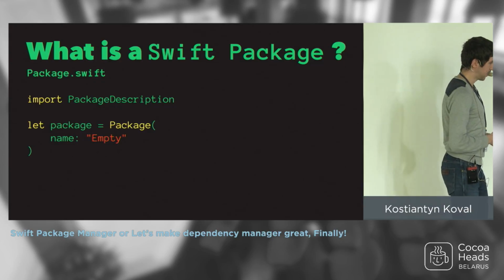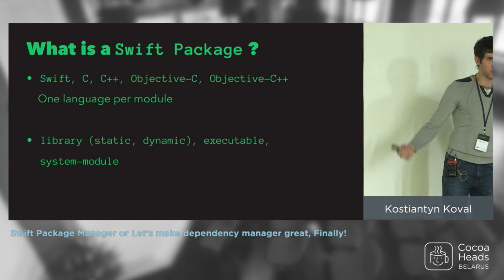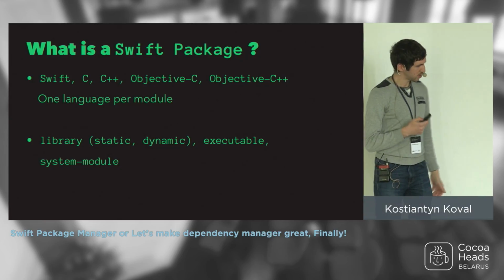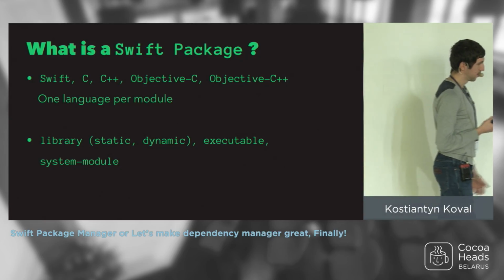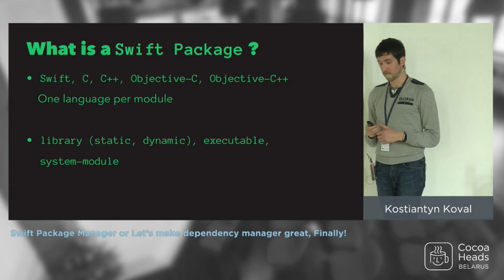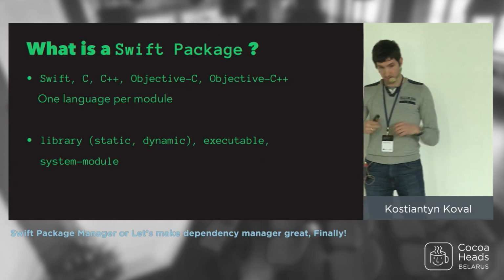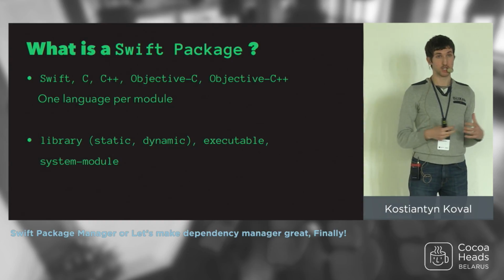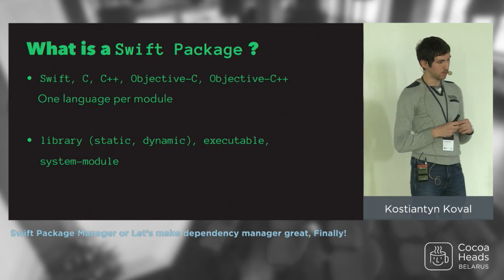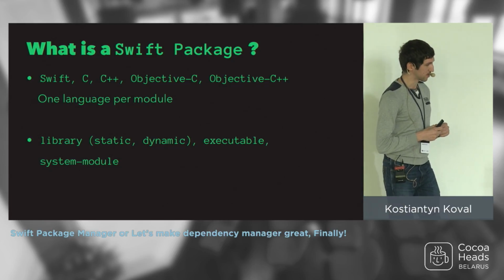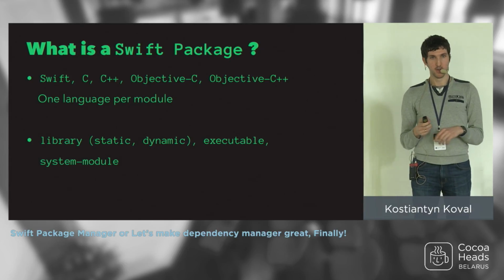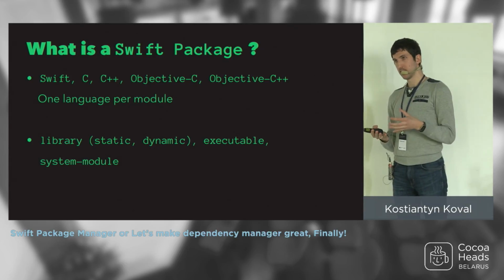Okay. The next thing: we want to write code. Right now, it supports four languages. No, actually five. You can write in Swift, C, C++, Objective-C, and Objective-C++. These are the languages we can use to write our packages. There is one small limitation: it's one language per module, and a module is your target.